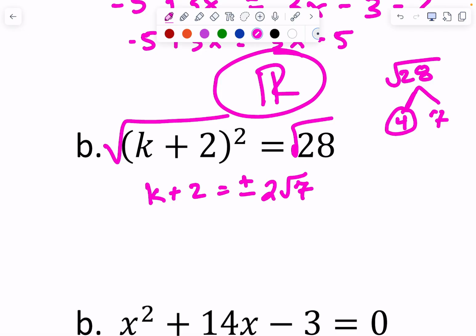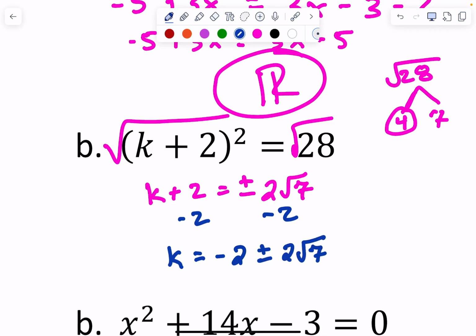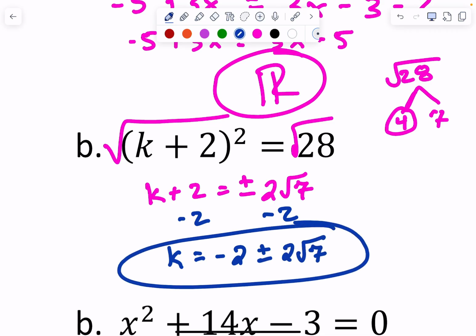Okay? And then we minus 2. You put it on the end, right? I put it in the beginning. But you can't subtract 2 from 2 square roots of 7, right? They have to be the same thing. So I make it negative 2 plus minus 2 square roots of 7. Got it? You cannot subtract them, so you just write them together. Good?